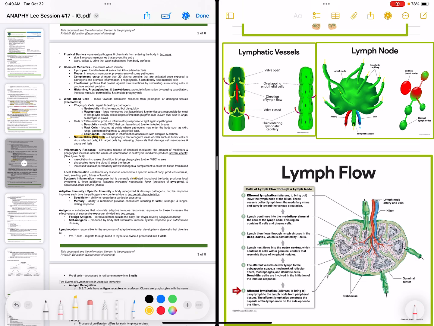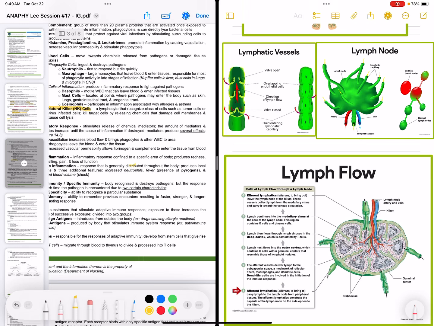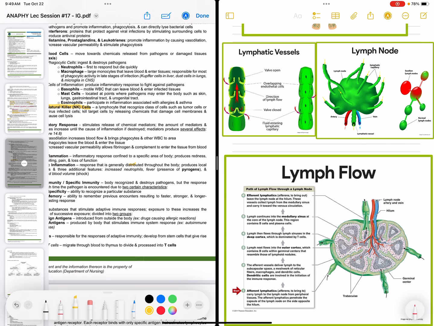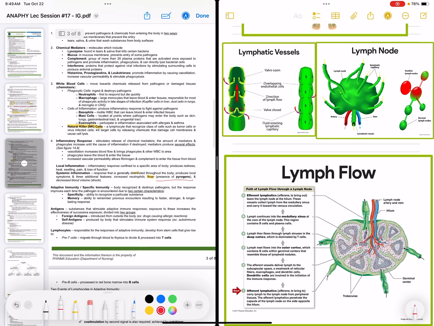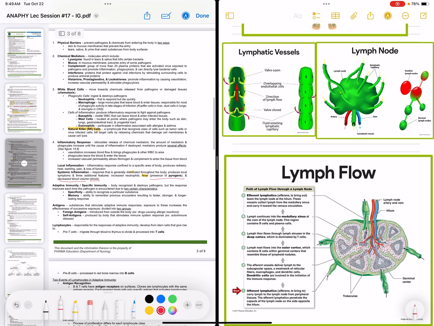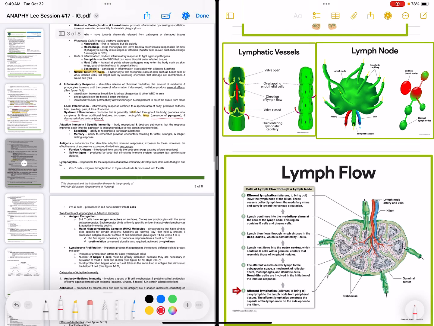presence of pyrogens. Kung may fever, tandaan, kung may fever, so, presence of pyrogens. And decreased blood volume, or kung ma-shock na siya. So, once mag-decrease ang blood volume, shock na siya. And we have here, next, the adaptive immunity or specific immunity.